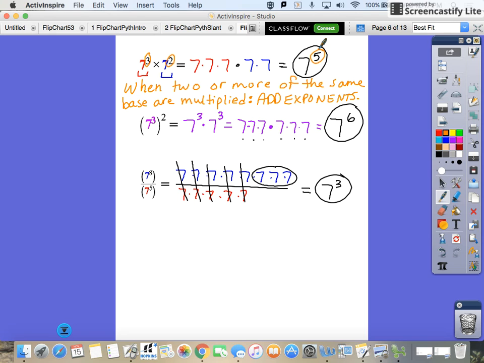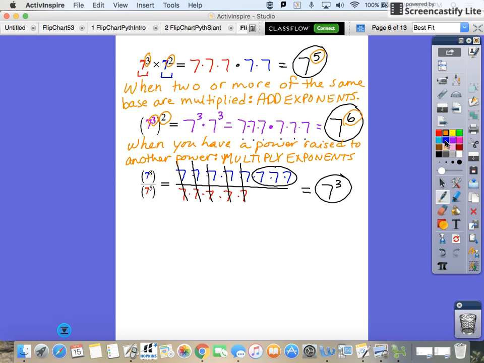The second example is a similar rule, but a different operation. If you have a power raised to another power, you will multiply the exponents. So if we have 3 times 2, we get 6.